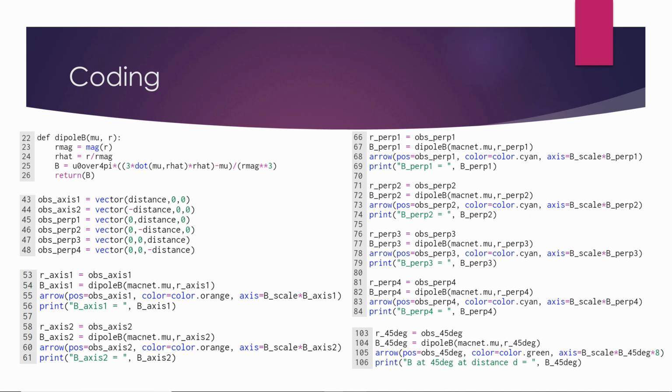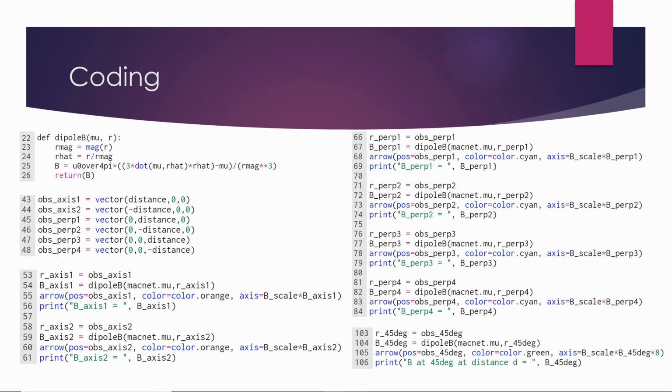After plugging that value in, I created a function for the dipole moment as shown in lines 22 to 26. Then in lines 43 to 48, I created the different observation locations that I was going to use to show the different values of the magnetic field. In lines 53 through 61, I created two arrows for the magnetic field on axis, and in order to find the axis for these arrows, I used the dipole moment function that I created in lines 22 to 26.